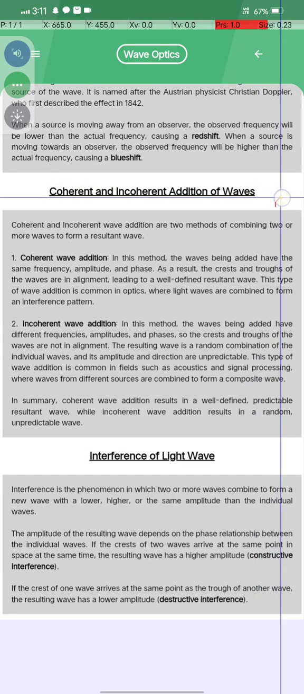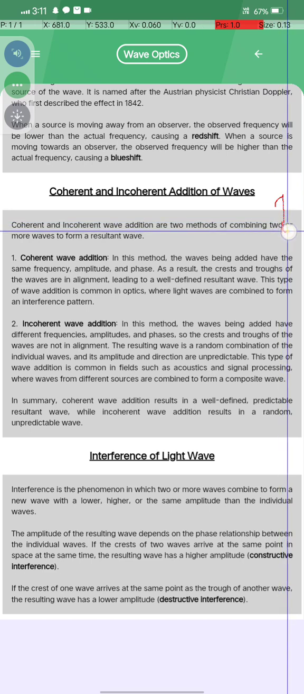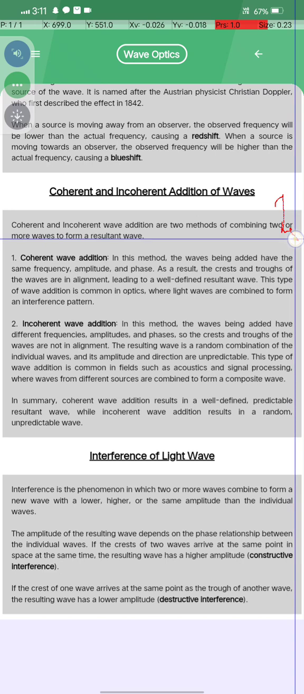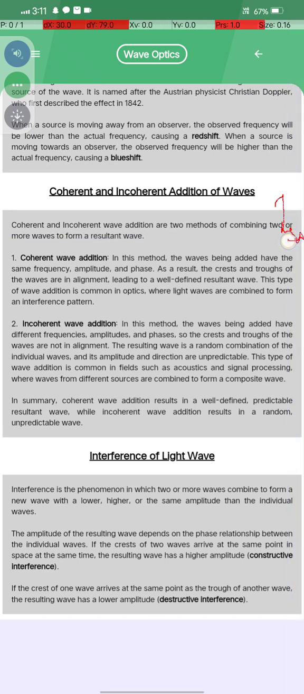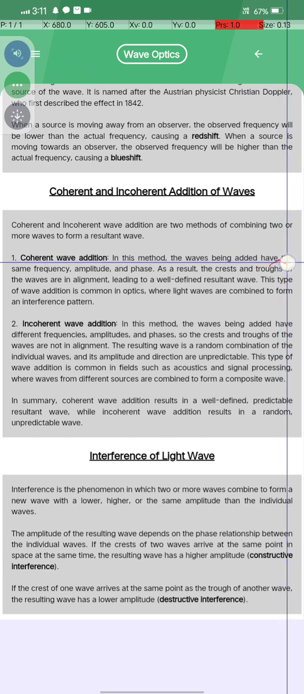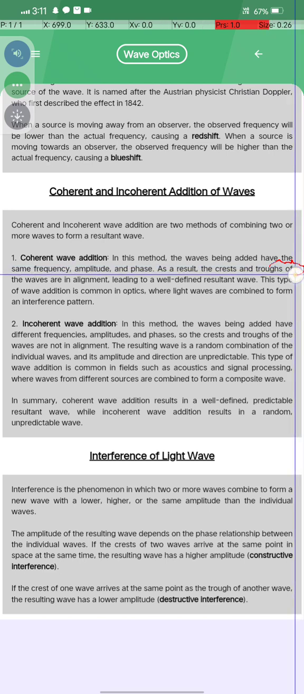Coherent and incoherent addition of waves. Coherent and incoherent wave addition are the two methods of combining two or more waves to form a resultant wave. Coherent wave addition क्या होता है? In this method, the waves being added have the same frequency, amplitude, and phase.